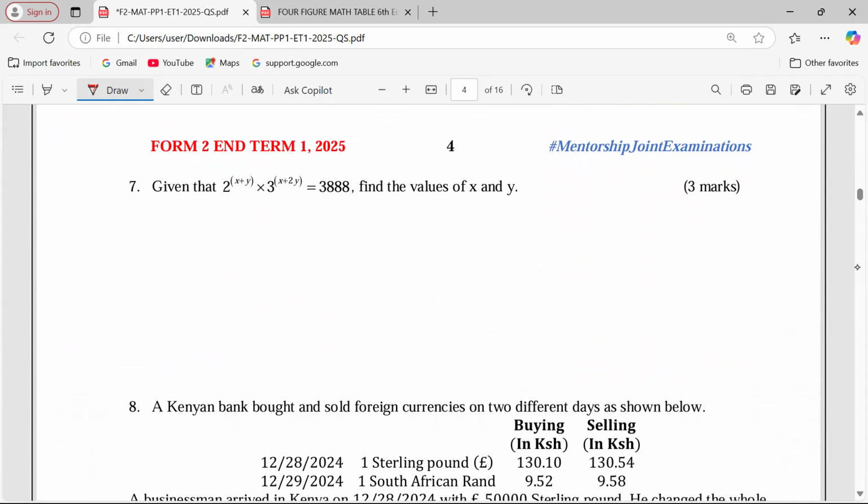Given that 2 raised to the power of x plus y multiplied by 3 raised to the power of x plus 2y equals 3,888. Find the values of x and y.